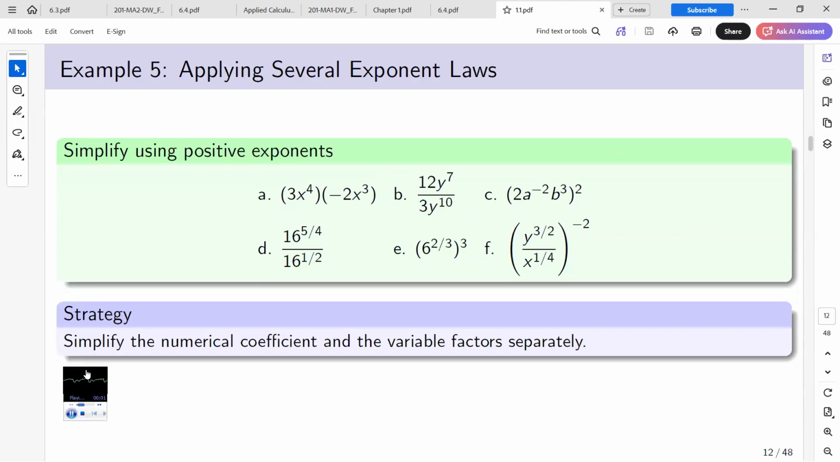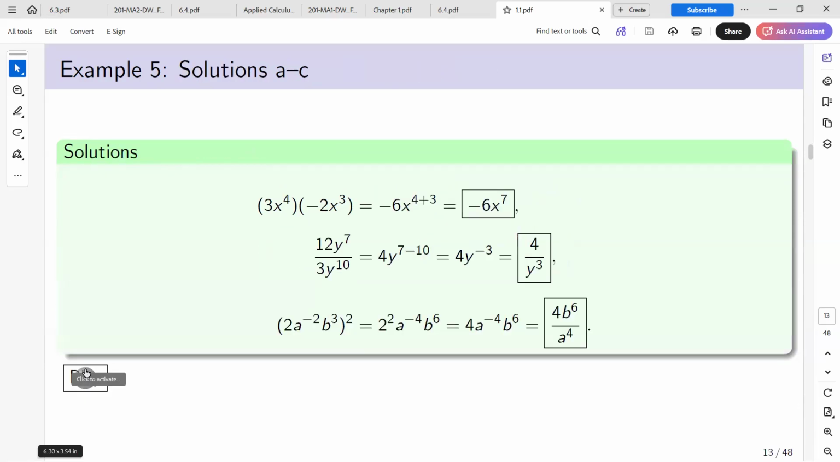These expressions combine several laws. Work systematically. Deal with coefficients, then each variable, and finally rewrite any remaining negative exponent. In Part A, multiply coefficients and add exponents. In Part B, divide coefficients and subtract exponents. In Part C, distribute the outside exponent to every factor.